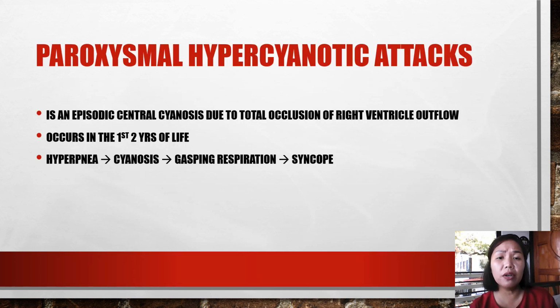When tetralogy of Fallot correction is not done during the first 2 years of life, one of the most common problems that a TOF patient has is the paroxysmal hypercyanotic attacks, or what we call TET spells. It is an episodic central cyanosis due to the total occlusion of right ventricular blood flow. Some children will present with hyperpnea, worsening of cyanosis, gasping, or syncope.